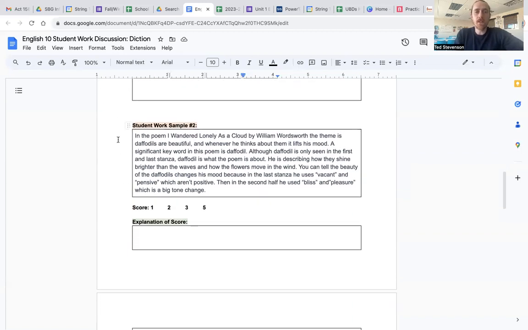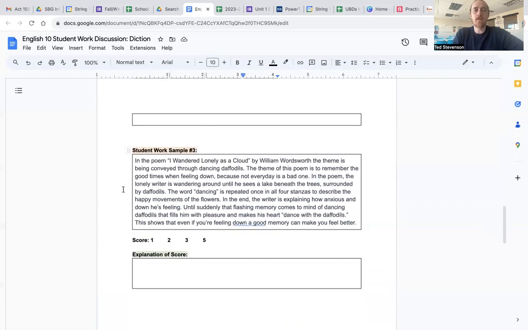Okay, this example in the 2 box is doing a pretty good job of identifying keywords, establishing the meaning of the poem, and then starting to make connections between the keywords and the overall meaning. But it's coming up short a little bit on any sort of logical explanation of how or why the keywords are conveying or developing the theme of that poem.